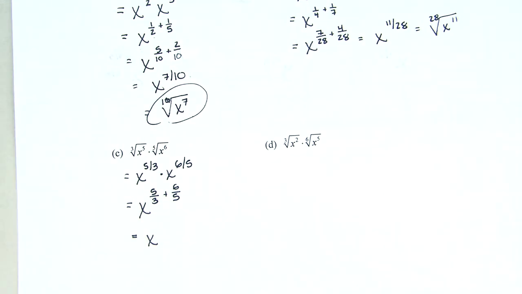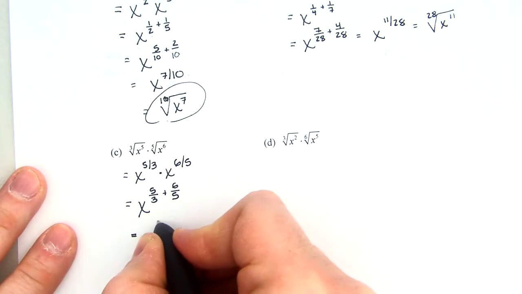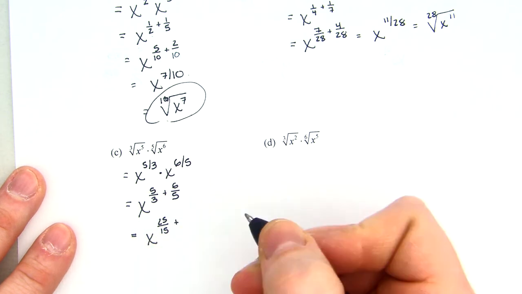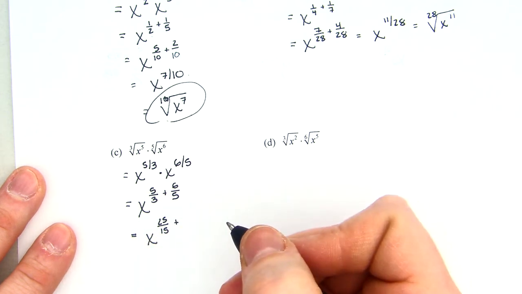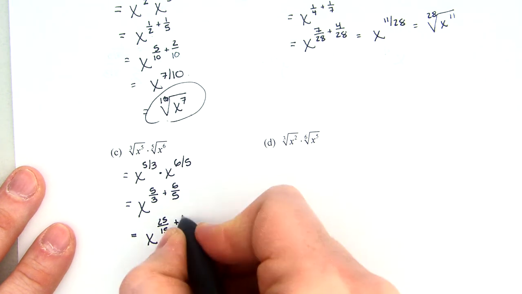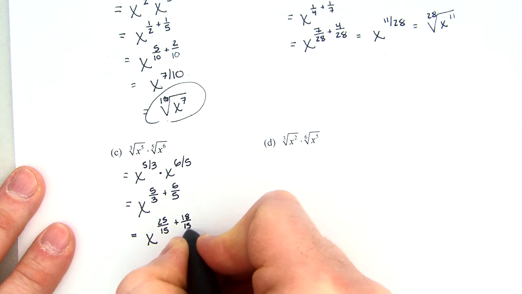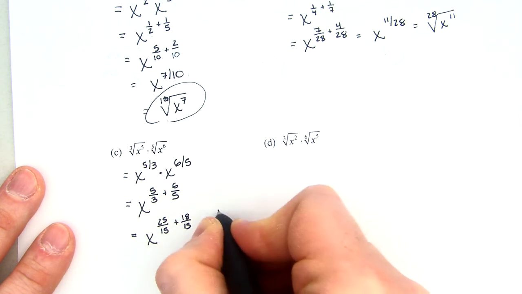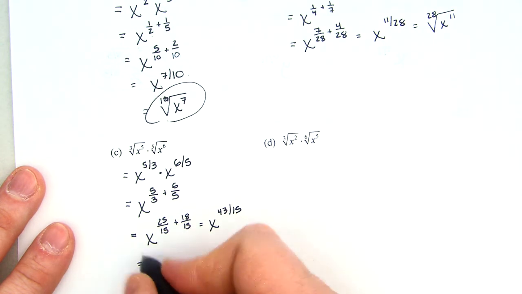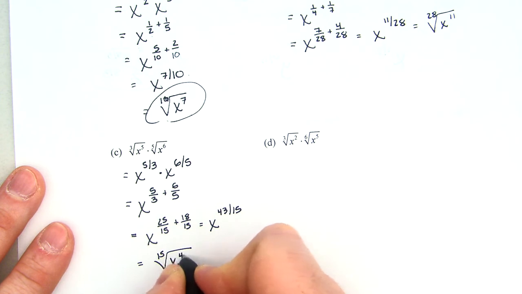How about 15? Does that sound good for a common denominator? Sure. Maybe 25? What's the second one going to become? Yeah, I like that. 18 over 15. Multiply by 3. So maybe x to the 43/15ths? Which should be the 15th root of x to the 43.